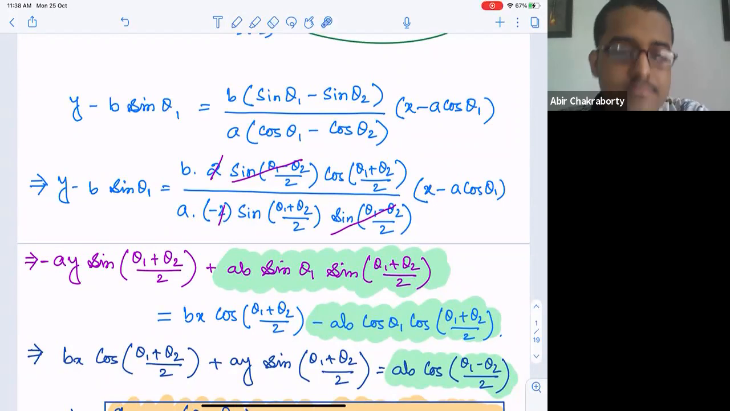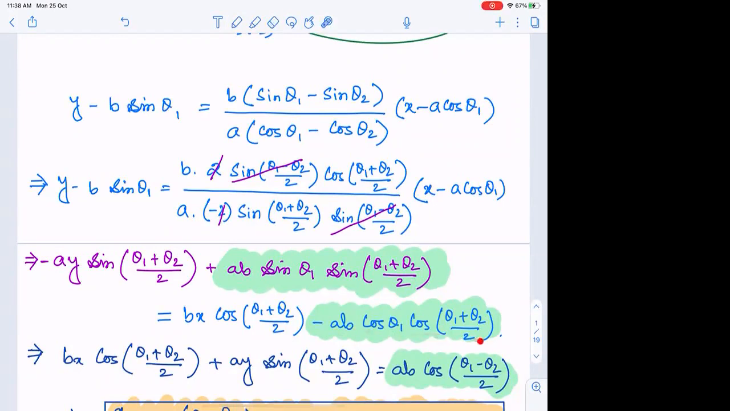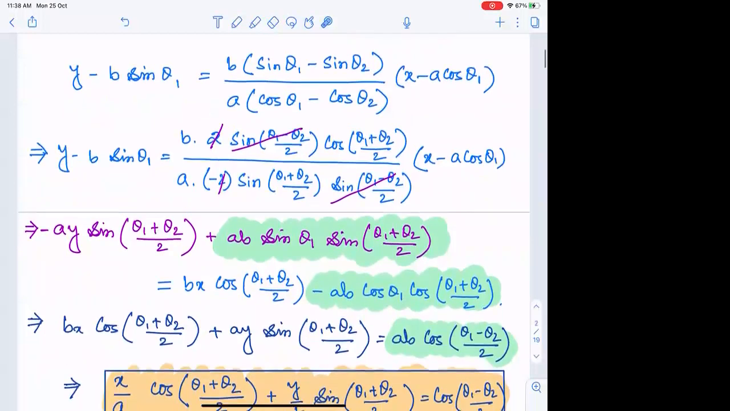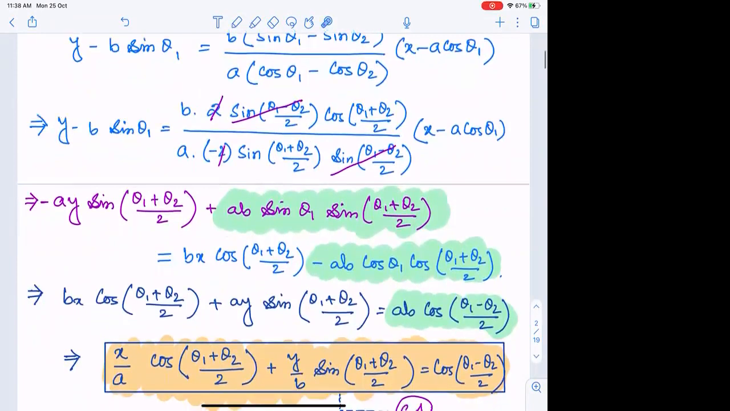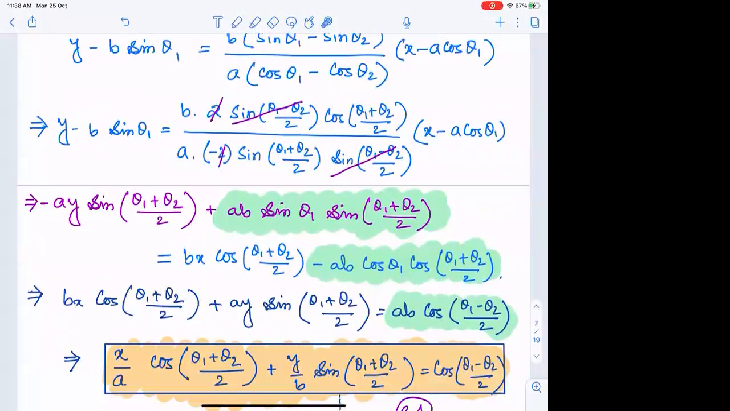Yes, sir. Especially this association. It was, after taking AB common, cos A cos B minus sin A sin B. That has given us cos of A minus B. And now we can divide the whole equation by AB to get to this required form, where we can write the equation as x by a cos of (theta 1 plus theta 2) by 2 plus y by b sin of (theta 1 plus theta 2) by 2 is equal to cos of (theta 1 minus theta 2) by 2.